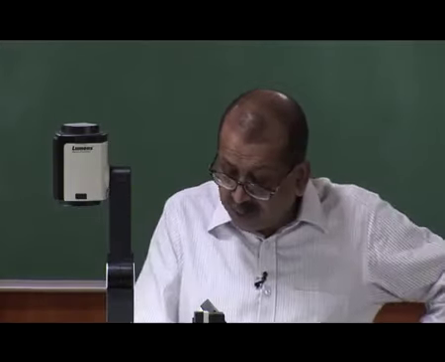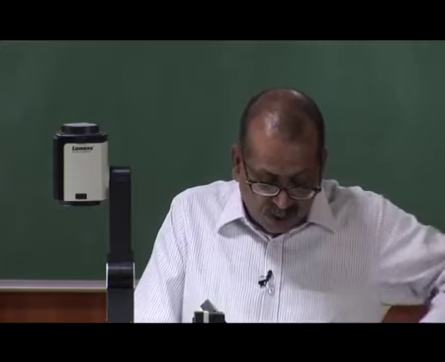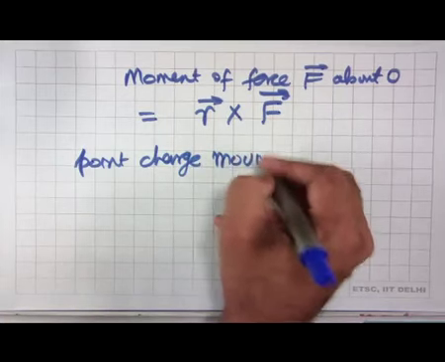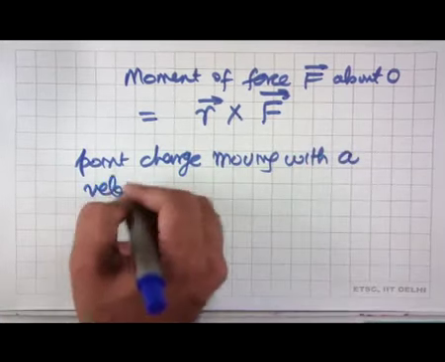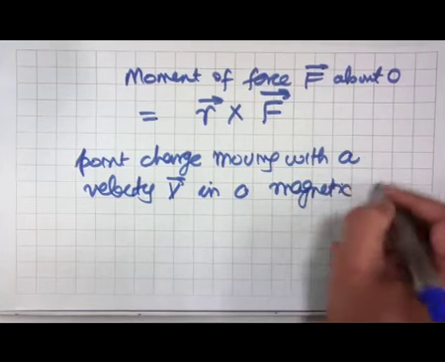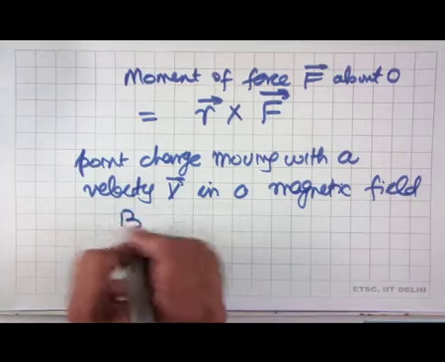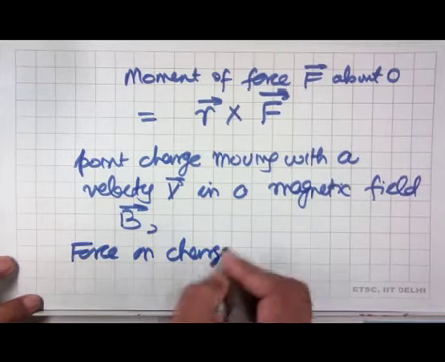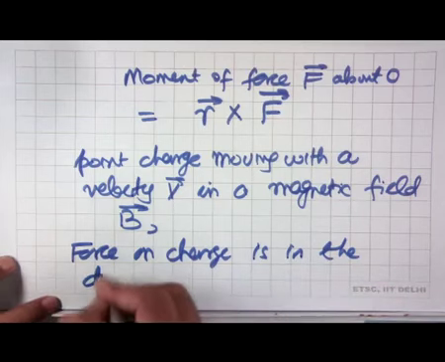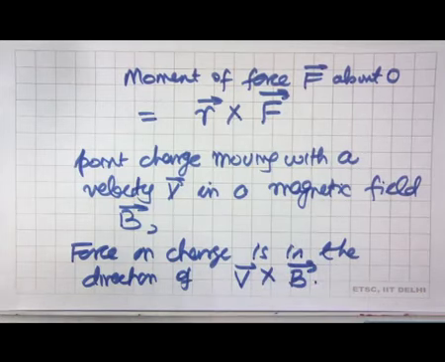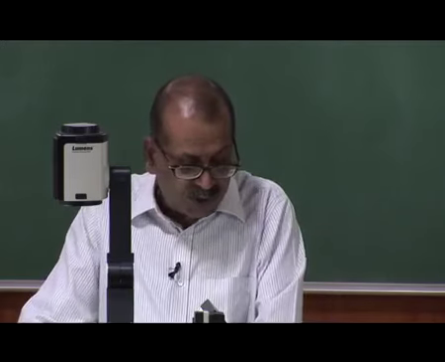Then we also find the use of the cross product when we talk of a point charge moving with a velocity v in a magnetic field B, then the force on this charge is in the direction of V cross B. So, again we use the cross product to show this.